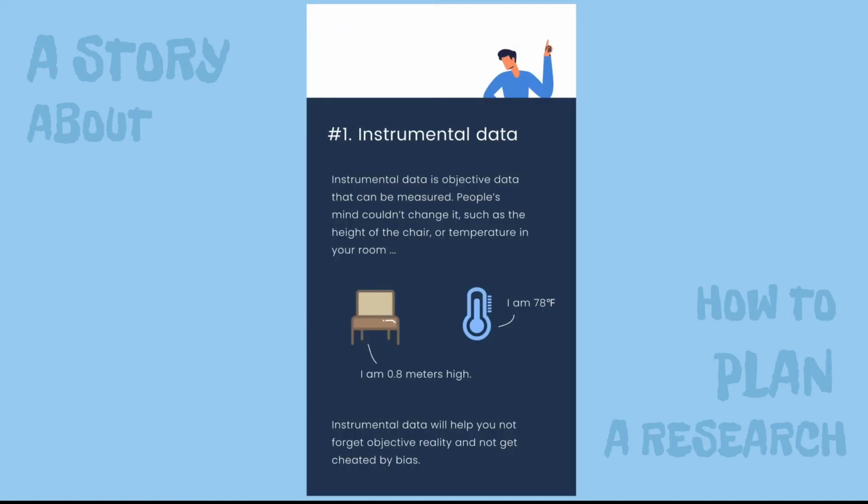Let me introduce what instrumental data is. Instrumental data is objective data that can be measured. People's minds can't change it, such as the height of the chair or the temperature in your room. Instrumental data will help you not forget objective reality and not get cheated by bias.